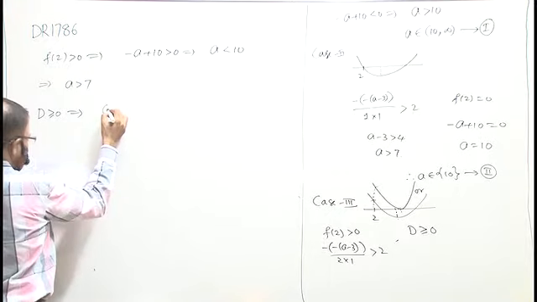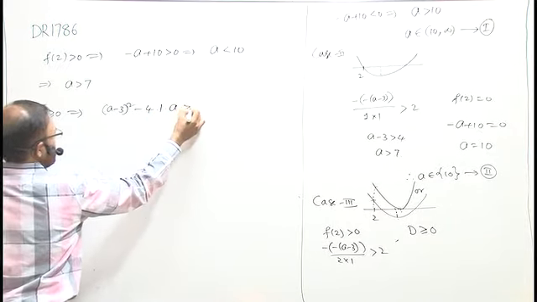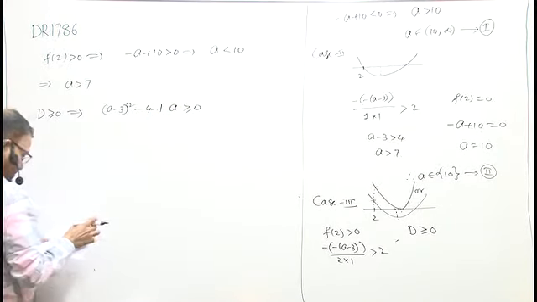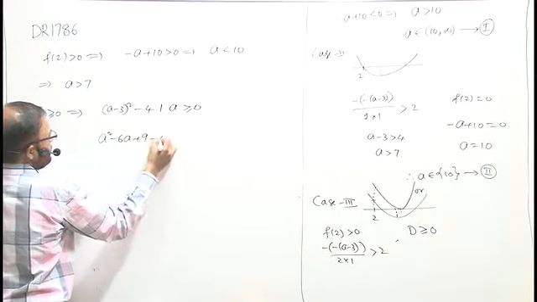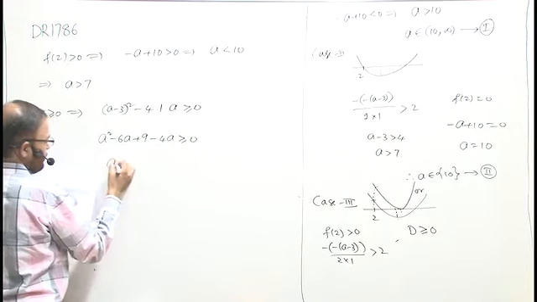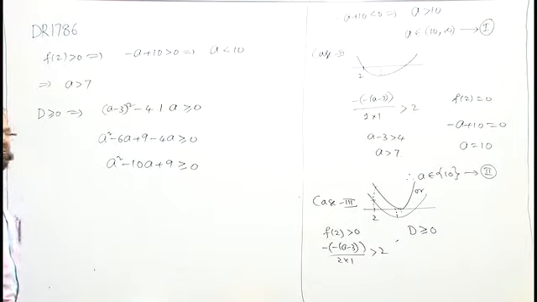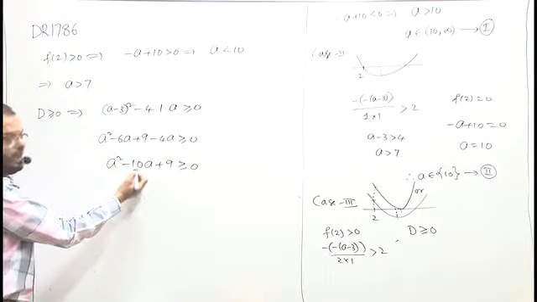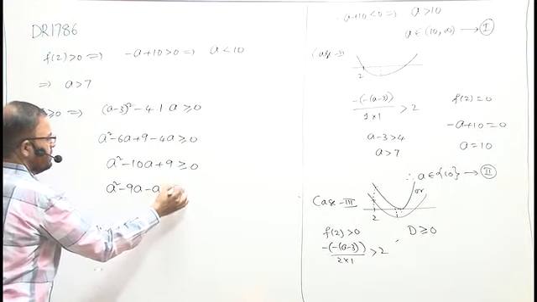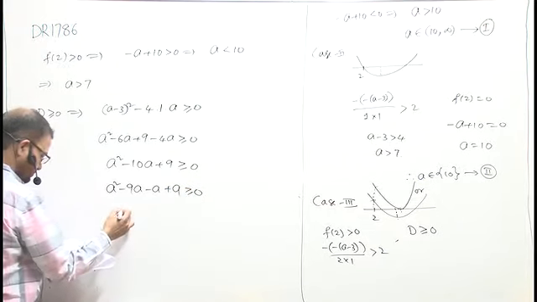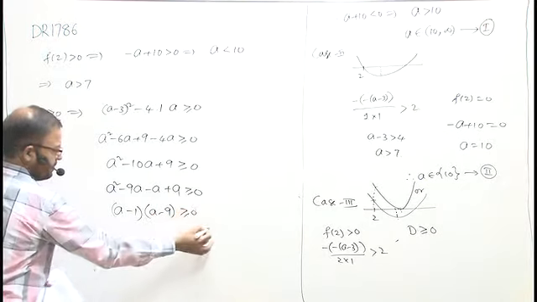B square, that is, I will write a minus 3 whole square minus 4ac is greater than or equal to 0. Now it is a square minus 6a plus 9 minus 4a is greater than or equal to 0. I have to find the factors of this. Minus 10, I can write 9 and 1. a square minus 9a minus a plus 9 is greater than or equal to 0. (a minus 1)(a minus 9) is greater than or equal to 0.